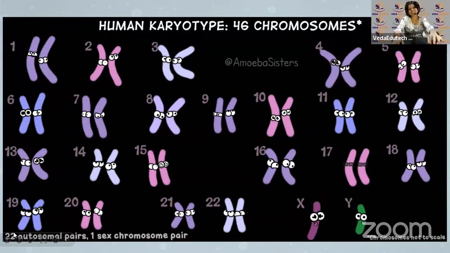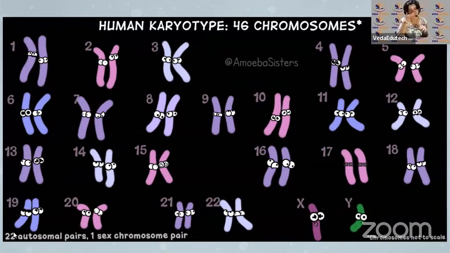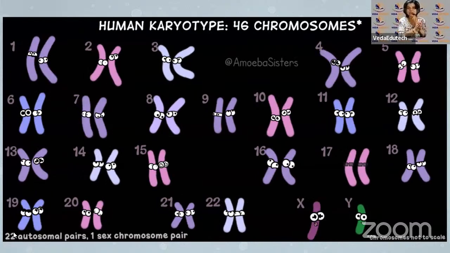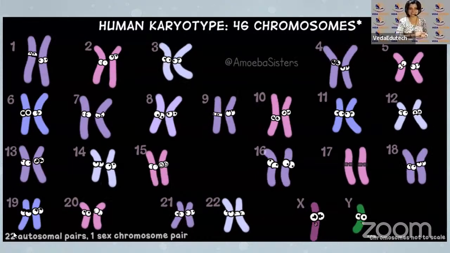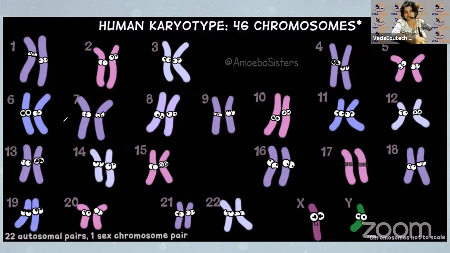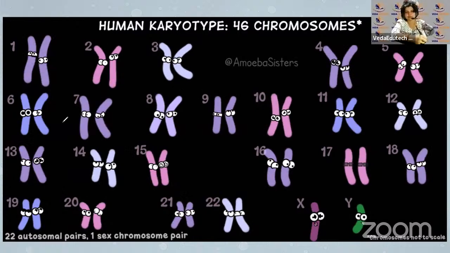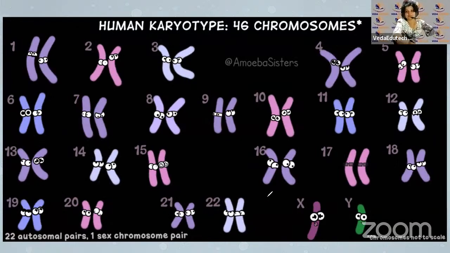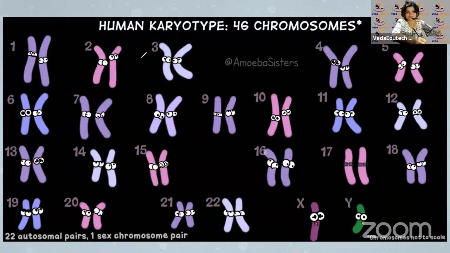Okay, what do you see right here? Let's take a quick break. Tell me how many chromosomes you see and how many chromatids you see. Count fast. Pause the video. Start counting. How many chromosomes? 46.